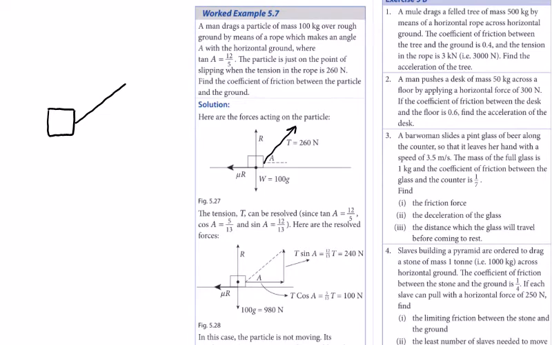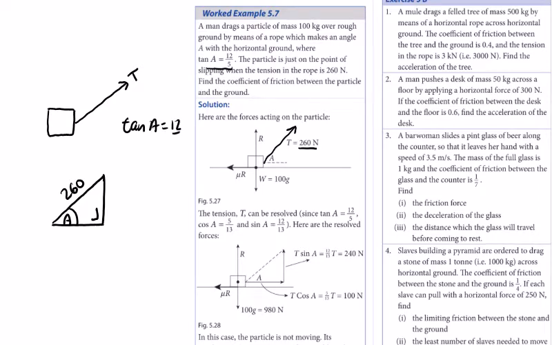So the tension is going in this direction here, and in this case, we're told it's 260. So I'm just going to take this triangle out for a second, where my tension is 260, which is my hypotenuse. I have an angle A, and I'm given some information about the angle A. Tan A is 12/5.